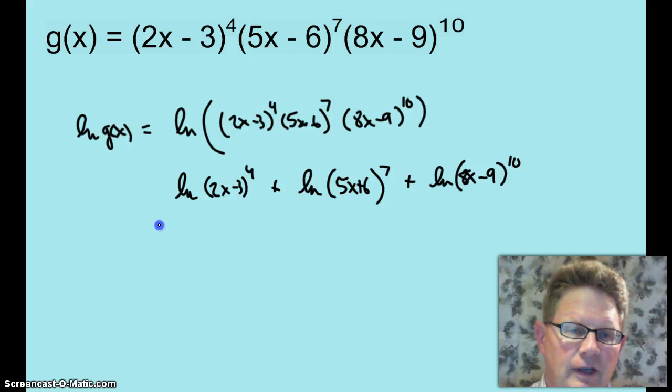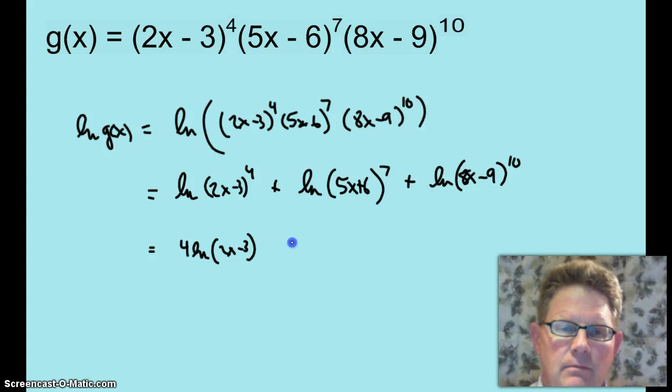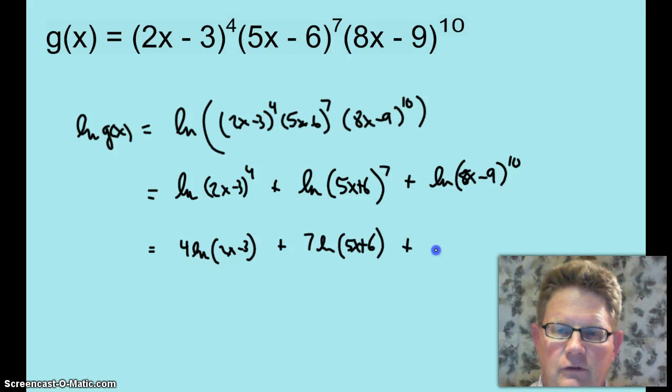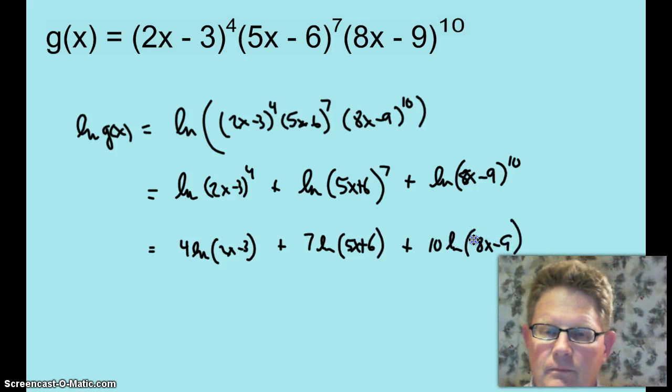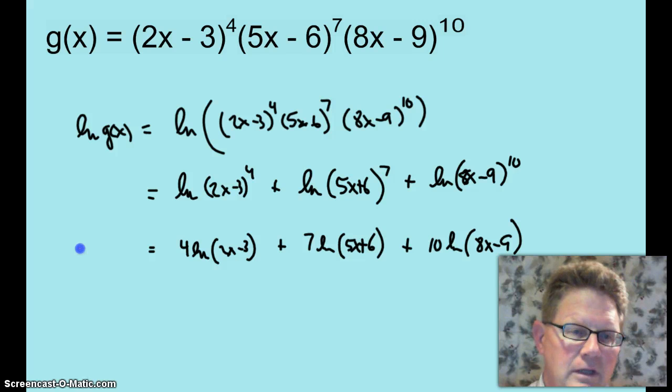Okay, now we can deal with those exponents. 4 ln of 2x minus 3 plus 7 ln of 5x plus 6 plus 10 ln of 8x minus 9. So that's what the ln of g of x is.